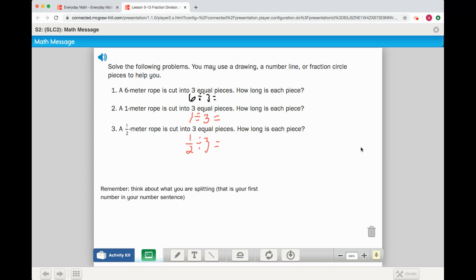Okay, so today we're going to talk about fraction division. Solve the following problems. You may use drawing numbers. A 6-meter rope is cut into 3 or 4 parts. How long is each piece? So you're essentially dividing 6 by 3. So each piece would be 2.